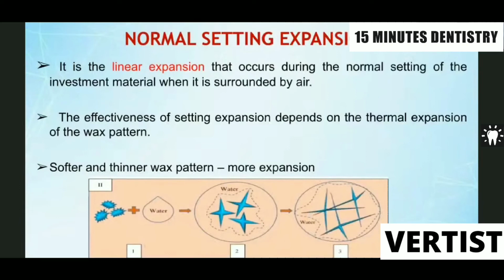Now the next question, how do you compensate for casting shrinkage? Because all the alloys invariably will shrink, therefore you have to make provision to compensate for that casting shrinkage. So how do you do it?